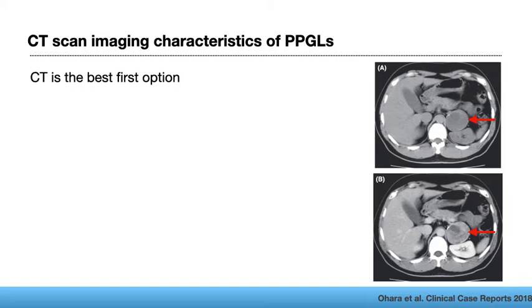tumors. And as we can see here, this is a computed tomography of a 32-year-old Japanese male. Panel A shows a non-contrast study, and as you can see, there is a 6 cm left adrenal tumor with calcification at the margins, as indicated by the red arrow. And panel B shows the CT of the same patient after administration of the contrast, showing the heterogeneous enhancement of the tumor.